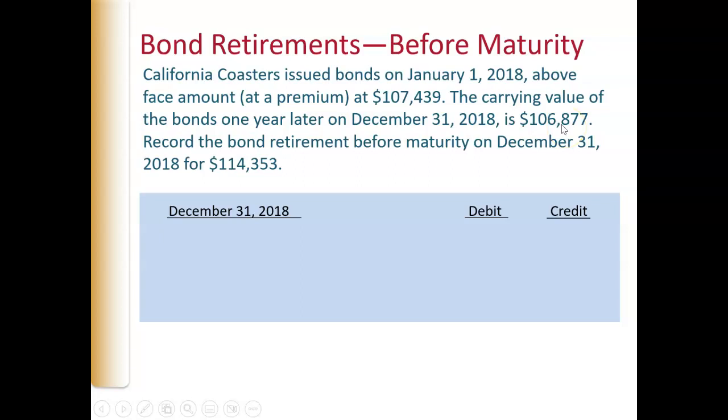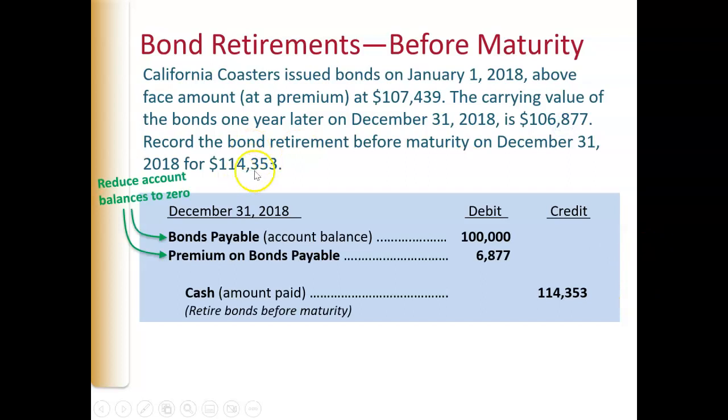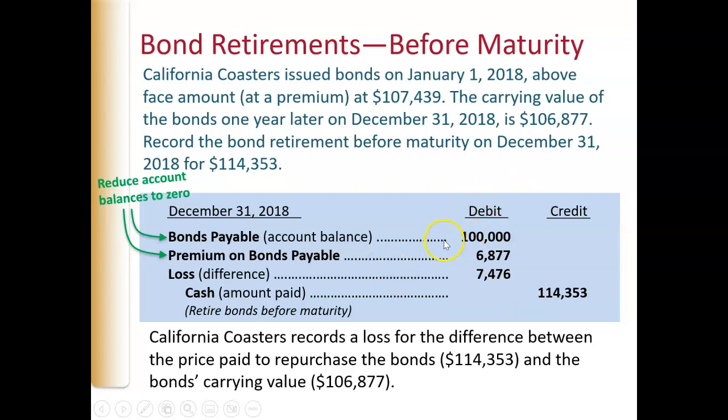Now, a year later, we see it's $106,877, right? So to record the retirement, we're going to show our cash is at the $114,353. We need to zero out the bonds. We need to zero out what the premium is left over. And we can see what it is. If at that moment it was $106,877, doesn't that mean the premium was $6,877? And the difference is going to be either a gain or loss. The difference between what we paid in cash versus what the bond payable issue carrying value is.